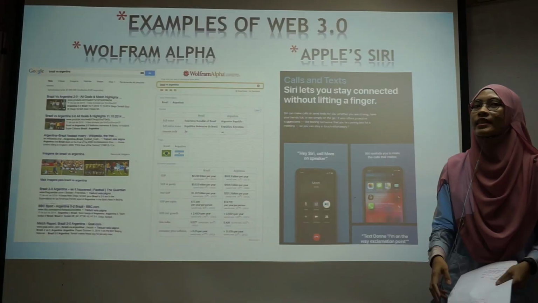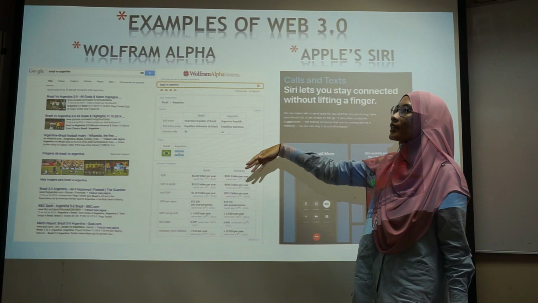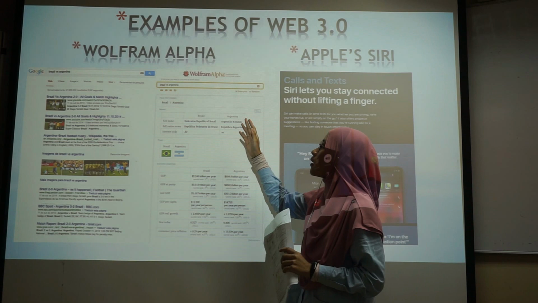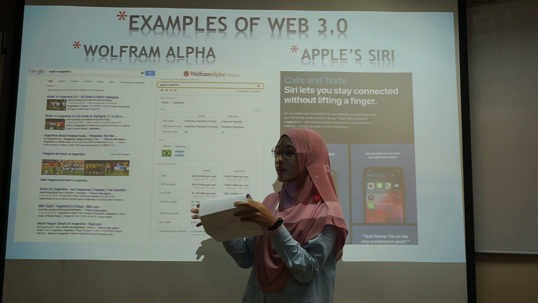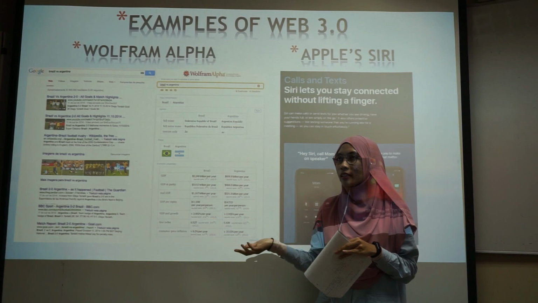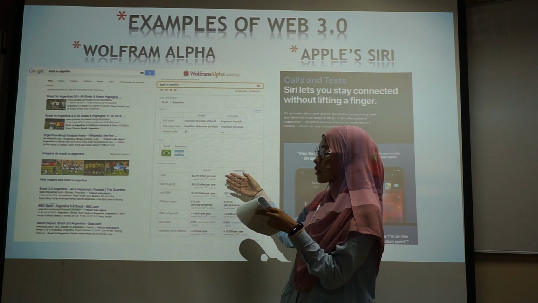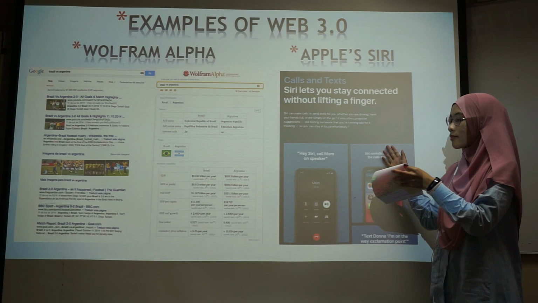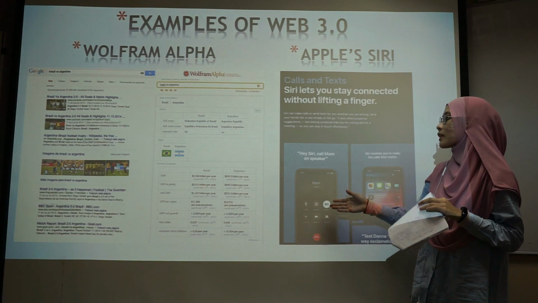Okay, this is the example of web 3.0, which is Wolfram Alpha. The comparison between using Google and Wolfram Alpha: Wolfram Alpha will summarize large amounts of information into knowledge and useful actions, while with Google, more pages will appear. When we enter some keywords in Wolfram Alpha, it will show organized statistical, historical, geographical, and useful aspects of comparison analysis. And this is Apple Siri. Apple Siri uses speech recognition techniques, so you can only speak to the phone and it will take the actions. Okay, next.